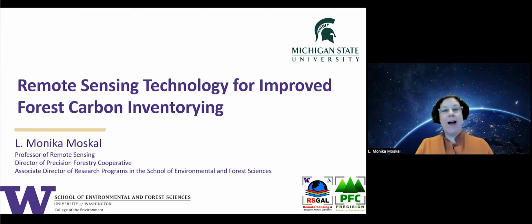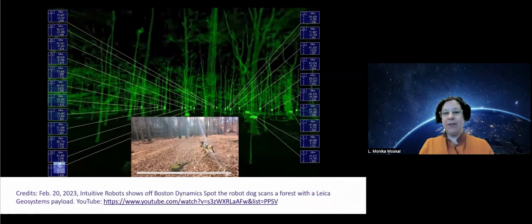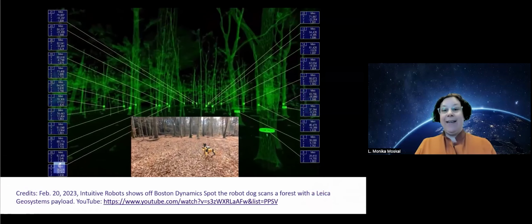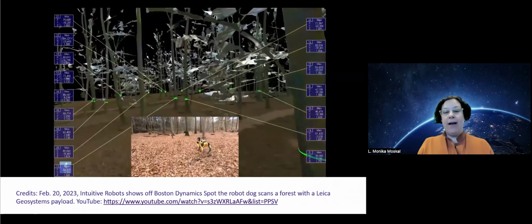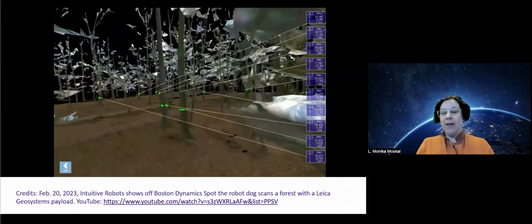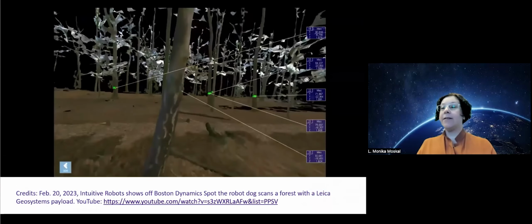Thank you for hosting this and having me here with you at Michigan State virtually to talk about remote sensing technology for improved forest carbon inventory. I'll just jump right into it. So we live in pretty exciting times. This is an example of an autonomous robot dog scanning a forest with a LiDAR sensor.